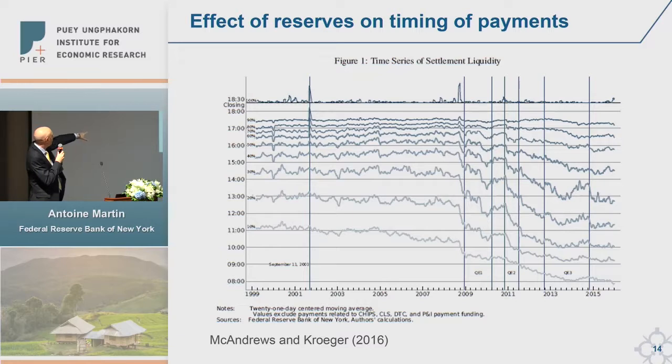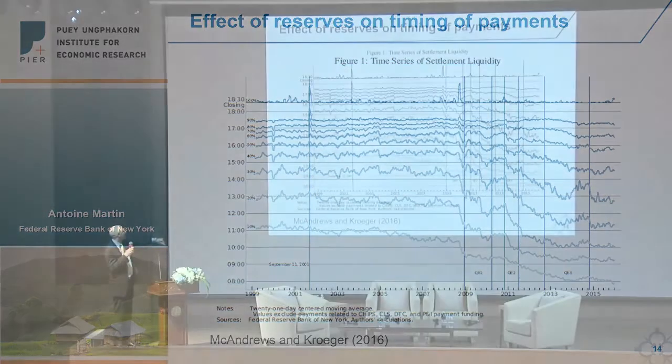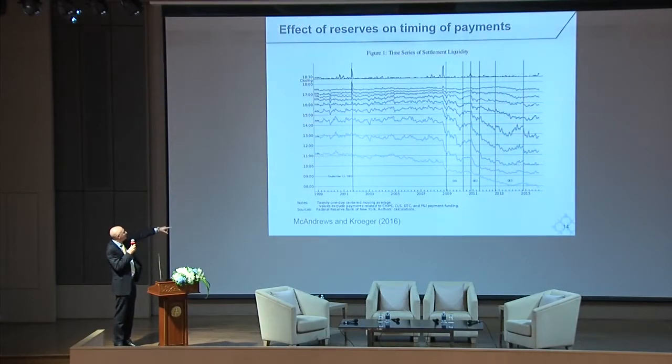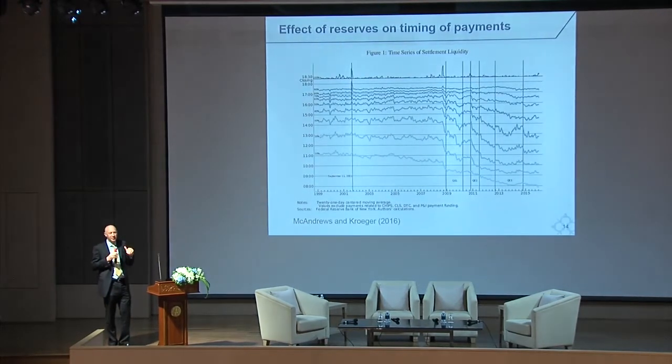So on the x-axis, you have time between 1998 and 2015. This is taken from a recent paper from Jamie McAndrews and one of our RAs, Alex Kroger. And so each of these lines represents a percentile. So the first line says that this is the time by which 10% of the payments are being made. And the second line is 20%. So if you look around 1300, so 1 o'clock in the afternoon, between 1999 and 2009, approximately 20% of payments were being done by 1 o'clock in the afternoon. After the large-scale asset purchase, 50% of the payments are being done by that time.